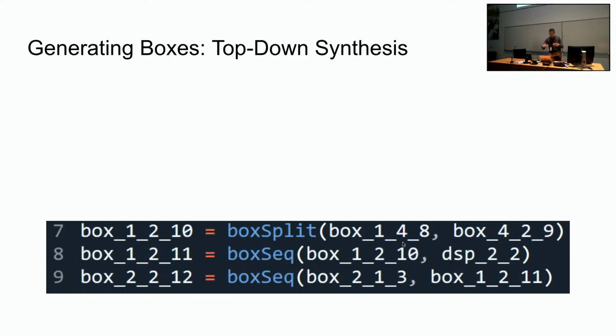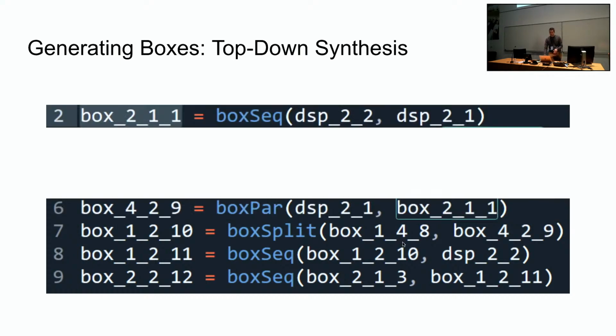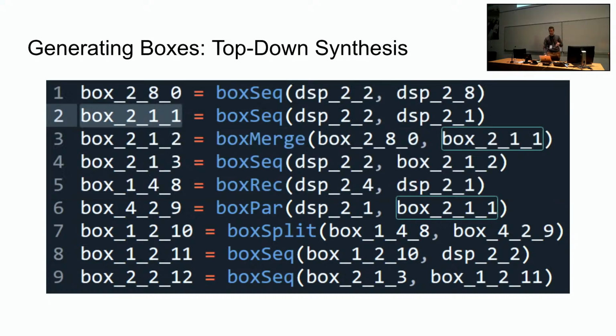And when you do this procedure enough times, you can end up with a full abstract syntax tree of boxes, and it could look like this. And what's interesting here is that box 211 is actually used in multiple places, as I've highlighted here. So it was a dynamically generated box that is used in multiple places in the abstract syntax tree.